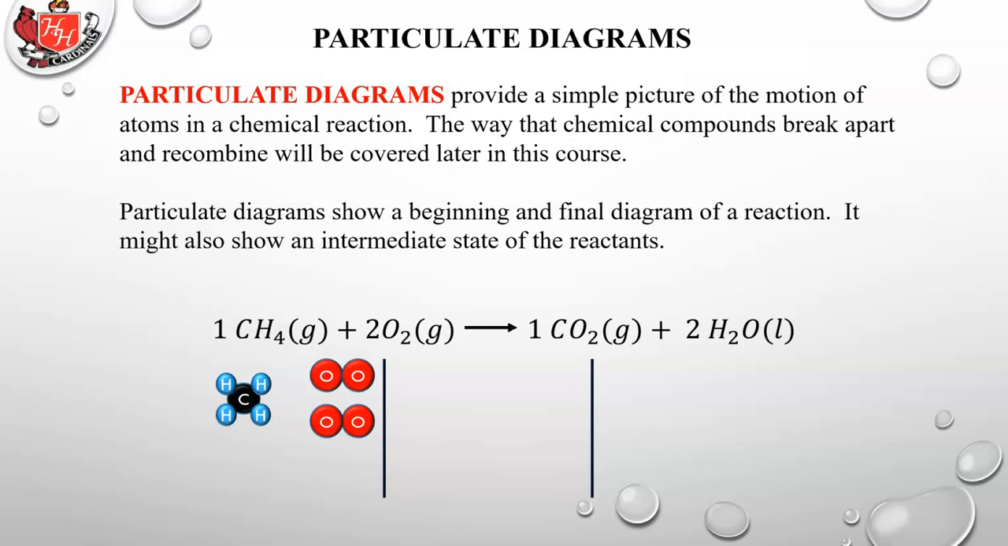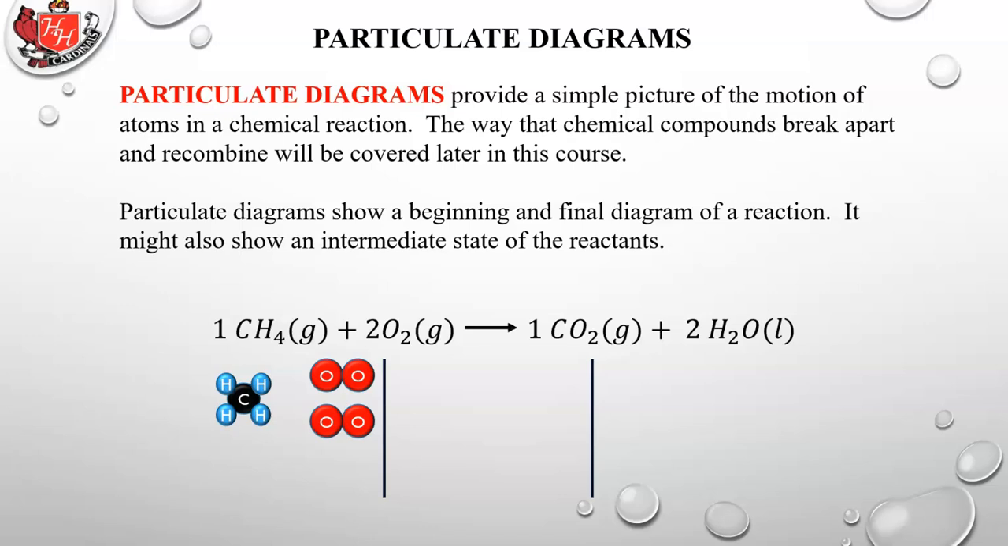So a particulate diagram provides a simple picture of the motion of atoms in a chemical reaction. The way that chemical compounds break apart and recombine will be covered later in this course. Particulate diagrams show a beginning and final diagram of the reaction. It might also show an intermediate state of the reactants.